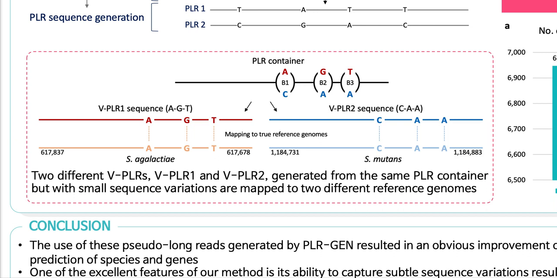One of the excellent features of PLR-GEN is its ability to distinguish genome fragments with only a very small number of nucleotide differences from individuals of the same species or different species. For example, in this figure, two PLRs created from the same PLR container, having only 3 positions with different nucleotides, were mapped to 2 different genomes of species.